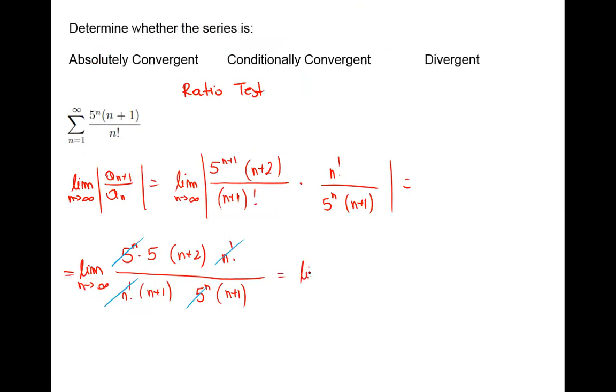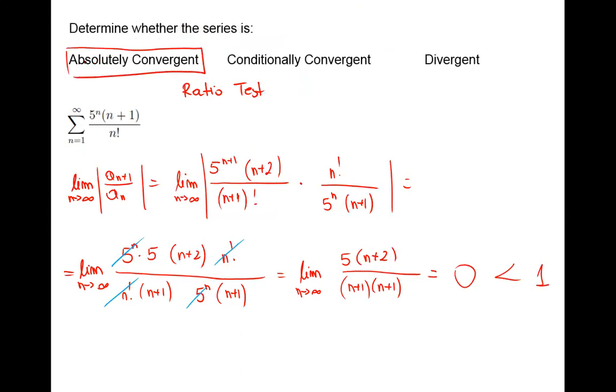What's left? Limit at infinity: 5, n plus 2, over n plus 1 and n plus 1. That means I see n to the power of 1 in the numerator, and n squared in the denominator. The denominator is winning, so the whole fraction will be 0 at infinity. 0 is a good number because 0 is less than 1. That means this infinite series is absolutely convergent by the ratio test. Please remember, with lots of different parts, ratio is always a good test, and it's testing absolute convergence right away.